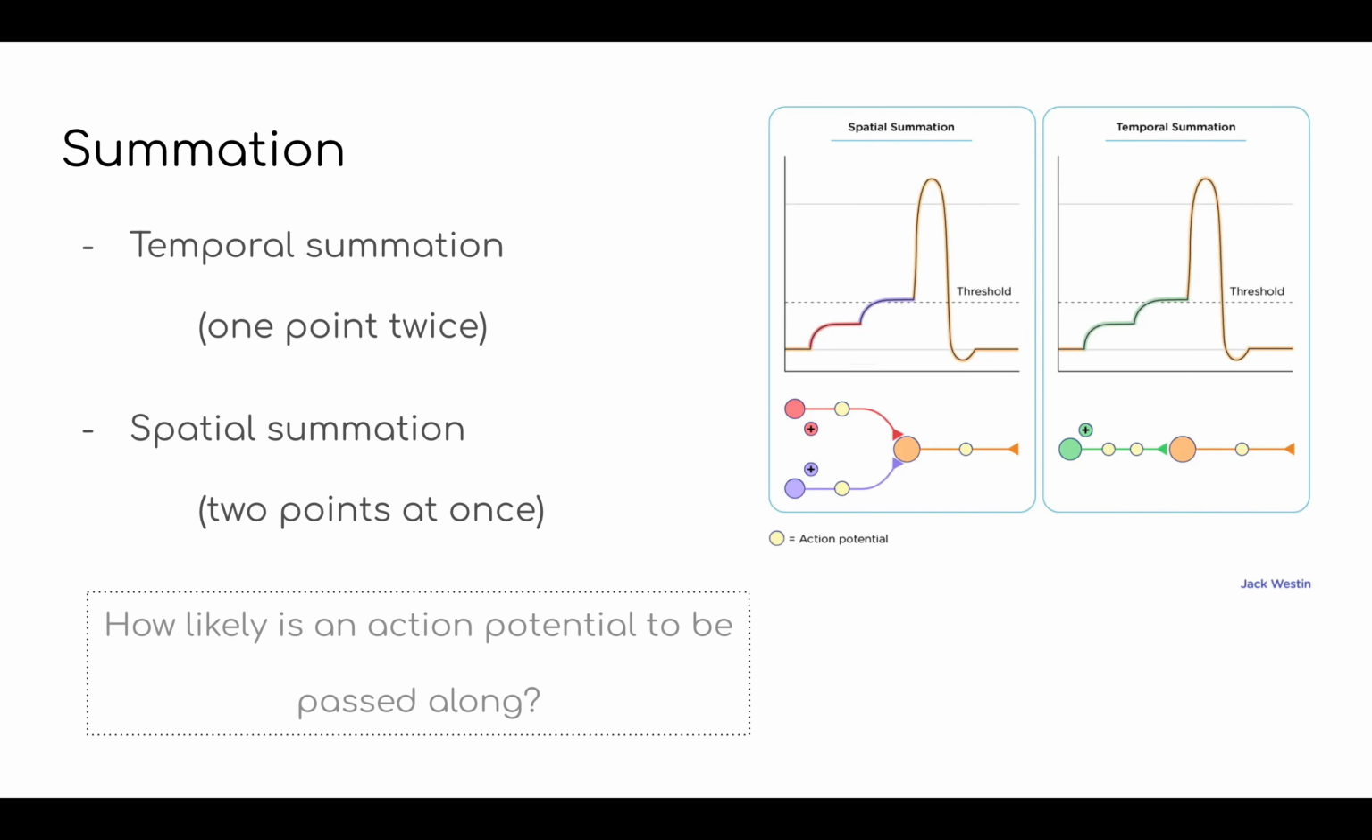And for both of these types of summation, EPSPs are a very important part, and they make it more likely for summation to reach an action potential. And on the flip side, IPSPs make this less likely. So these two functions, EPSPs and IPSPs, help regulate neurons' action potential frequencies, and they make it more or less likely for a message to be passed on.